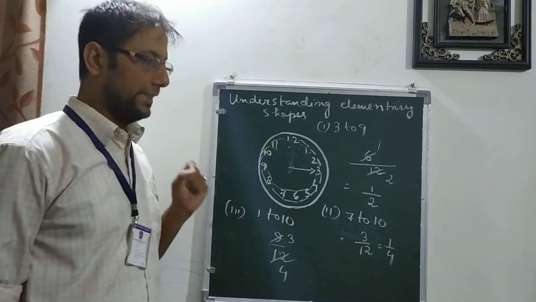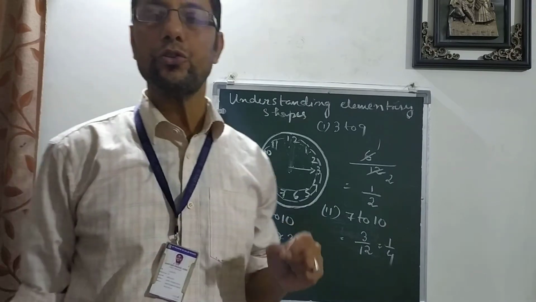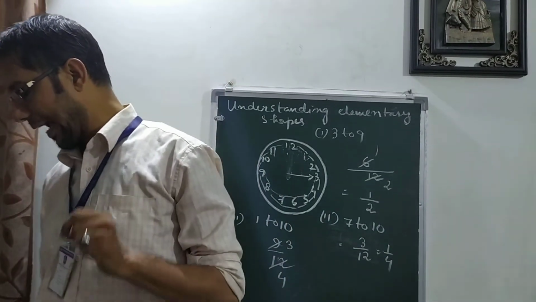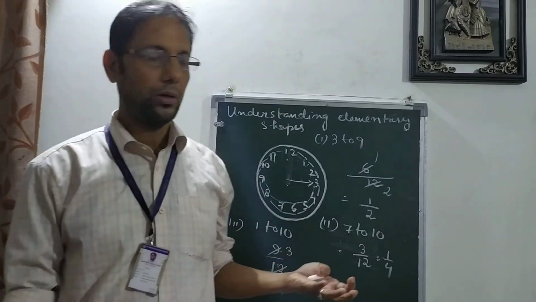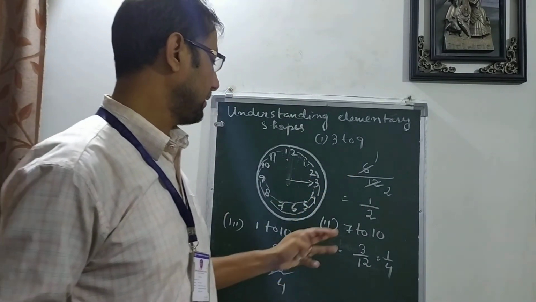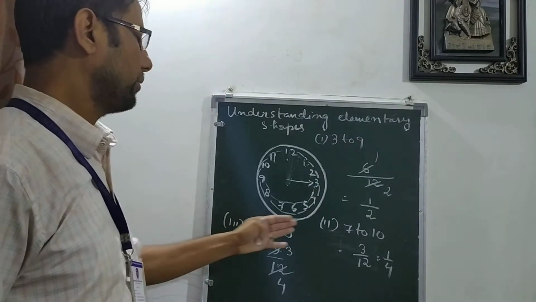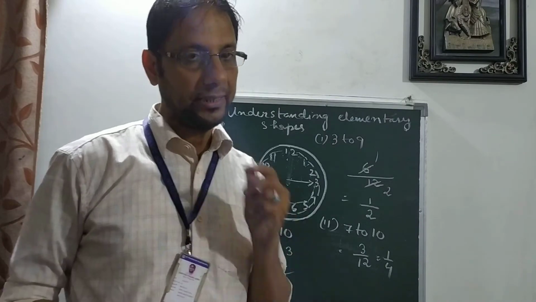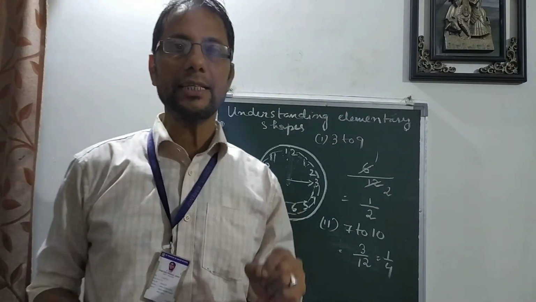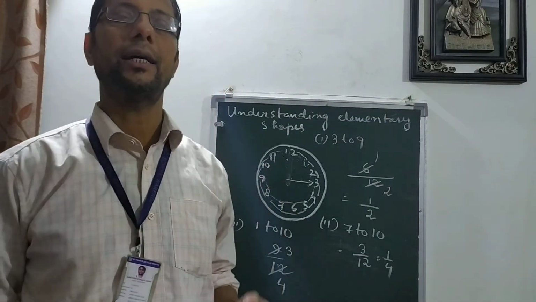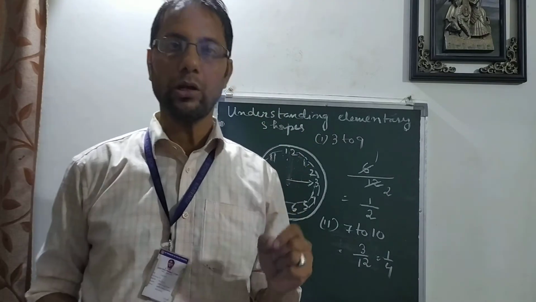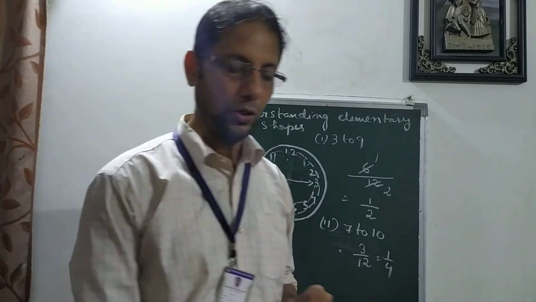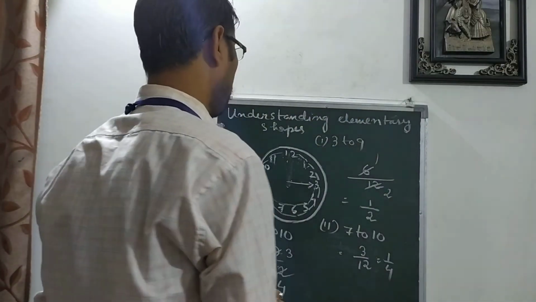So students, this is the way we find the fraction of revolution when a clock hand turns through 3 to 9, 7 to 10, 1 to 10, like this. There are 6 sums. 3 sums we have done, and the other 3 I will be uploading in Google Classroom as homework. So students, next, let us go to question number 2.